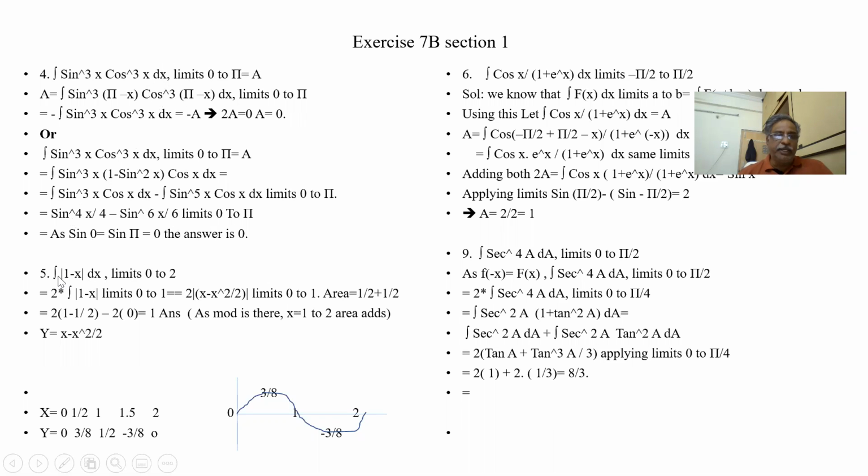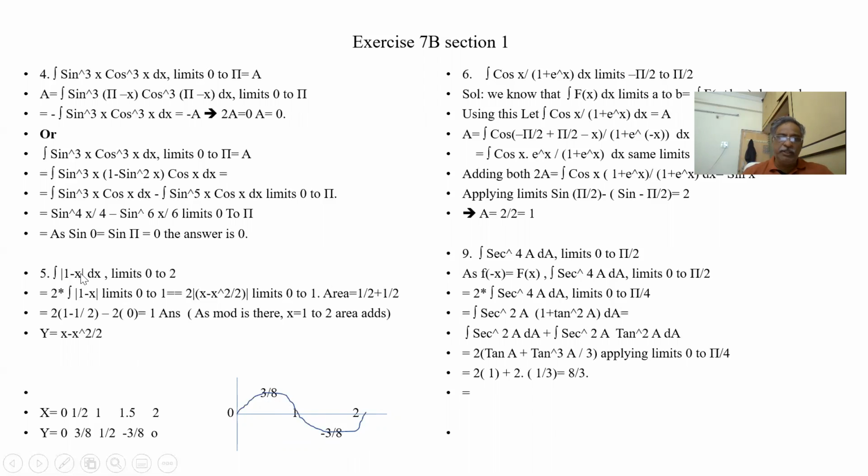Okay. Integral of mod of 1 minus x dx, limits 0 to 2. If you see, draw the equation. What is mod of 1 minus x? The integration is x minus x square by 2. If I draw the curve, at 0 it is 1, at half it is 0.5, at 1 it is 0, at 1.5 it is minus 0.5, at 2 it is minus 1. If we add without mod, these two get cancelled out and become 0.